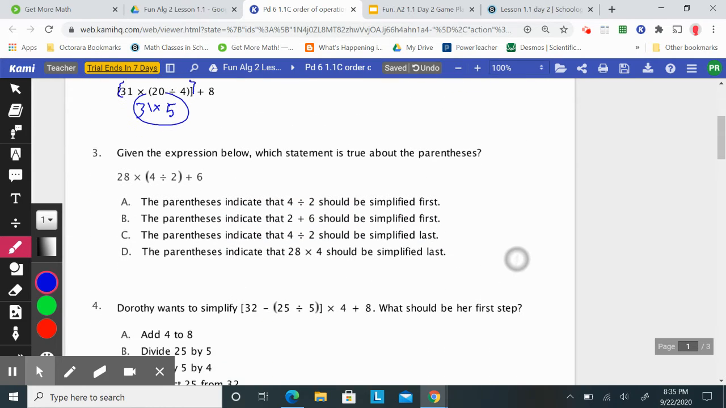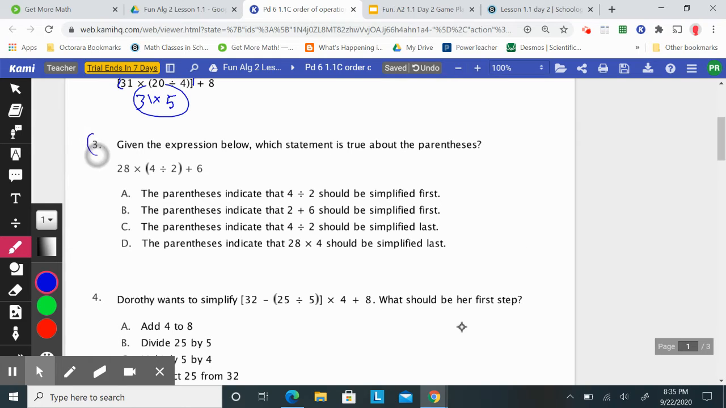They might get a problem like number 3. Given the expression below, which statement is true about the parentheses? So look at the statement we have here. Let's highlight it. 28 times, and the 4 divided by 2 is in parentheses, then you have plus 6.